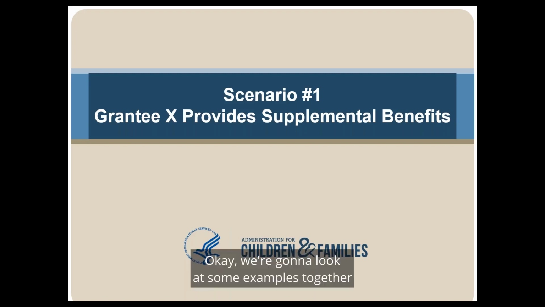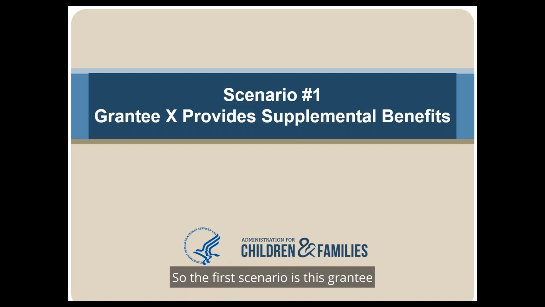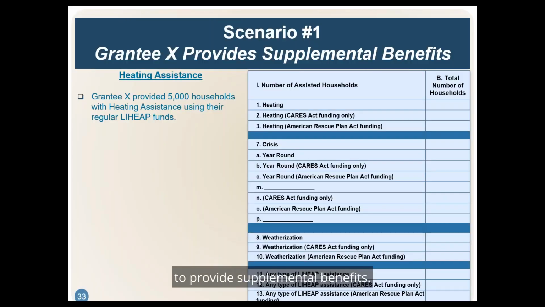Okay, we're going to look at some examples together of how you would report based on different scenarios that you may have used. So the first scenario is this grantee, state X, used their supplemental funds to provide supplemental benefits. The right side of your screen is a table designed to look like the household report. At the top, we're focusing on the number of assisted households, and there are the 3 heating assistance lines. In the middle, there are lines for some crisis assistance components. Towards the bottom, there's weatherization, and at the very bottom, there are the any type of LIHEAP assistance lines.